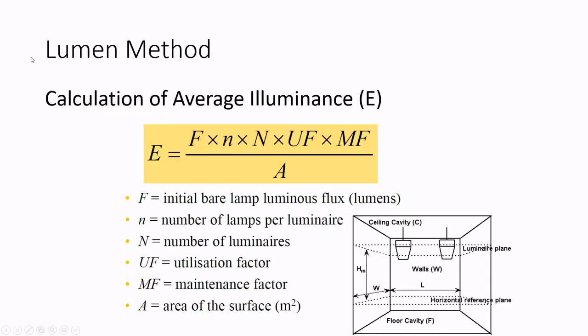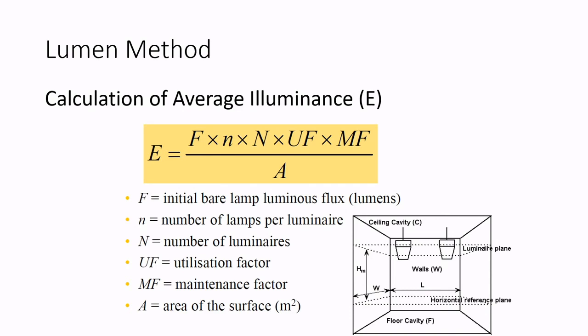Now we come to the lumen method. This is the main equation you are going to use in lighting design. This equation is for average illuminance level. So when you have the lamp fixture type and how many lamps are available, you can calculate the average illuminance.